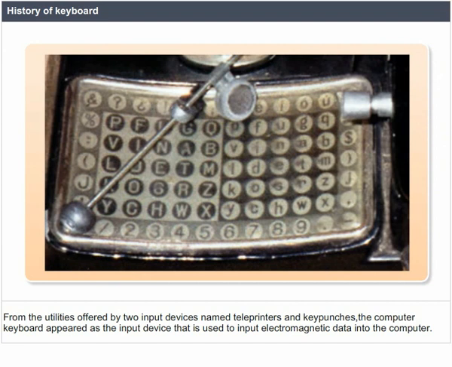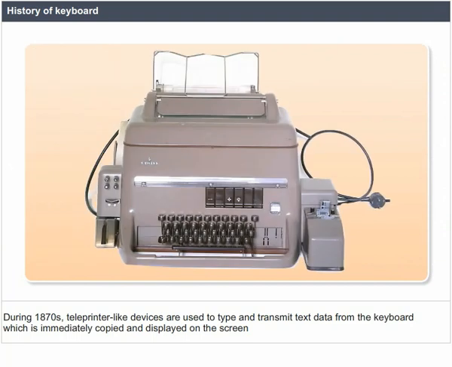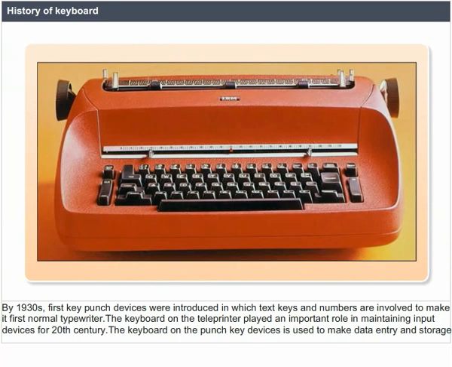During the 1870s, teleprinter-like devices were used to type and transfer text data from the keyboard, which was immediately copied and displayed on the screen. By the 1930s, the first key punch devices were introduced in which text keys and numbers were involved to make it the first normal typewriter. The keyboard on the teleprinter played an important role in maintaining input devices for the 20th century. The keyboard on the punch key devices is used to make data entry and storage.